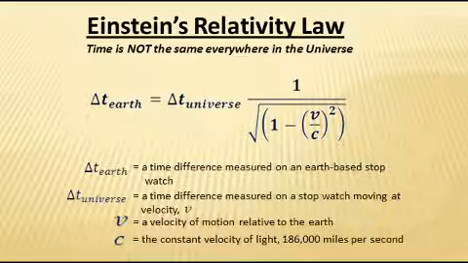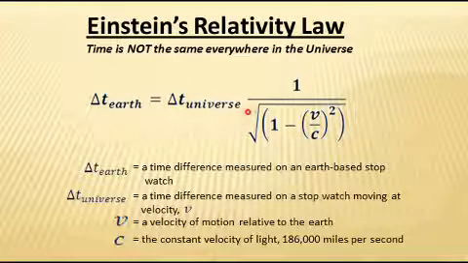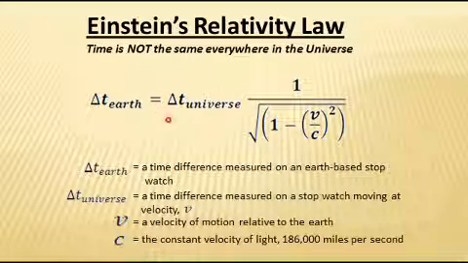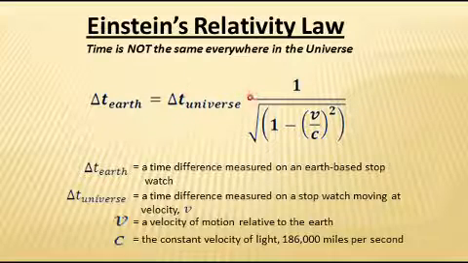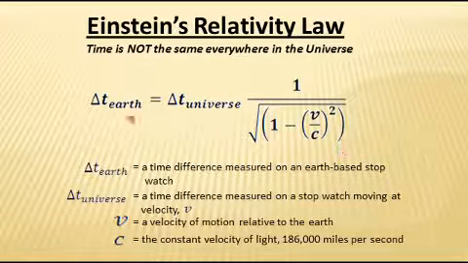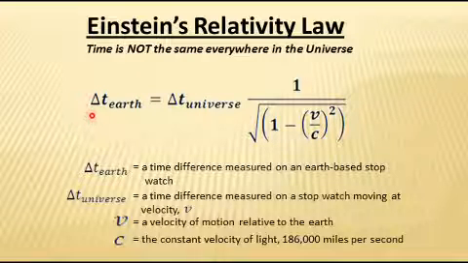If that's 1 billion, then a person traveling in the universe measures, let's just say, 1 day of travel, 1 day of time on his stopwatch. Well, then this equation says that 1 day in the universe multiplied by 1 billion means that the person on Earth would have measured 1 billion days. Again, hard to conceive, hard to understand.